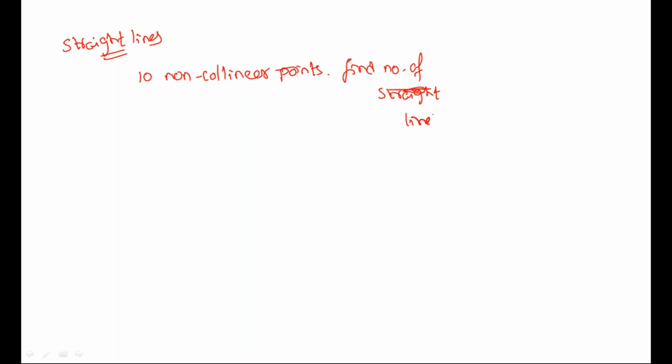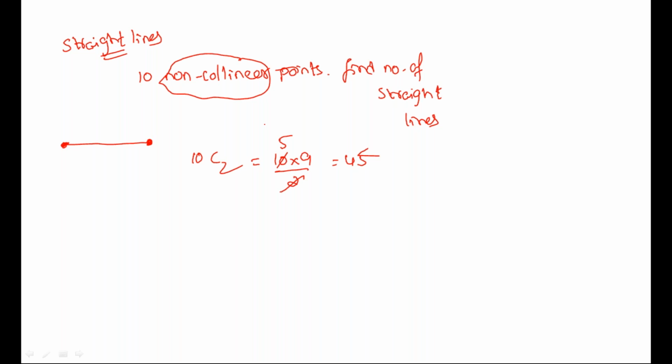Yeah, very good. 5C2, because a straight line requires 2 points. If you join the 2 points, then a straight line will be formed. Now among these 10 non-collinear points, we should select 10C2. 10 into 9 by 2 will get 45. 45 is the number of straight lines. It's not 10. 45 is the number of straight lines that can be formed with 10 non-collinear points. Collinear means in the same line, but this is non-collinear.